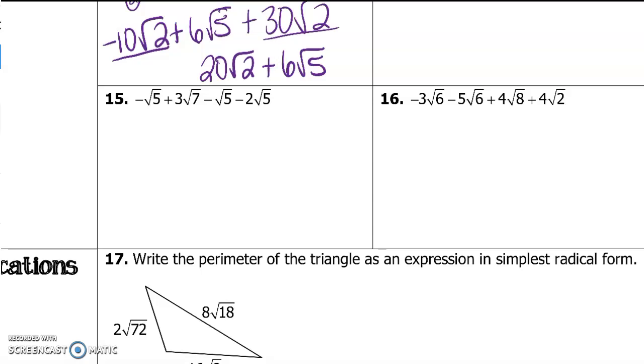Our last one, we have 5 and 7 under the square roots. Those can't be broken down, so we just need to match them up. This one, this one, and this one all go together. So this is negative 1 minus 1 minus 2 gives us negative 4 square root of 5, and then the plus 3 square root of 7 needs to come along.